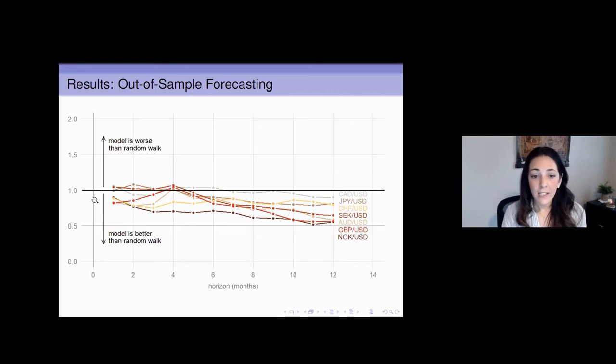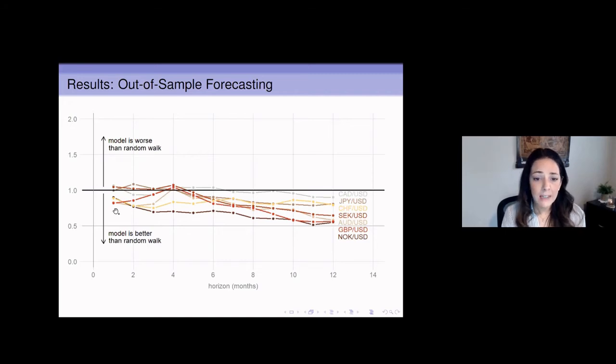And you can see that here. I'm going to plot the root mean square error of my model relative to the random walk. So if that statistic is above 1, that means that the random walk is better, because the error, or the difference between the future data and the model, is smaller. So anything above 1 means that my model loses. Anything below 1 means that my model is better and can beat the random walk.